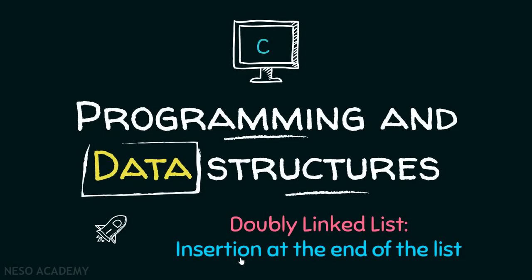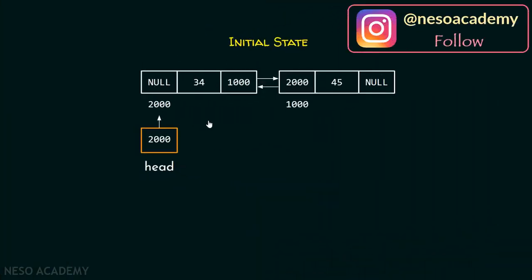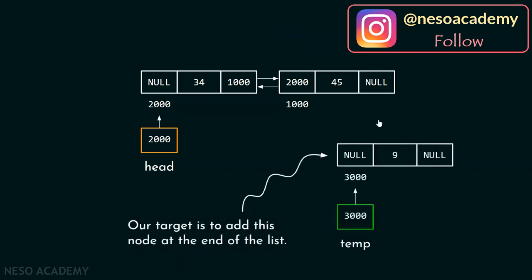In this presentation, we will learn how to insert a node at the end of the doubly linked list. So let's get started. Let us assume this is the initial state of the doubly linked list. I took this linked list from the previous lecture. We have a head pointer pointing to the first node of this list. Our target is to add this node at the end of this list. Okay, so this particular node I want to add at the end of this particular list.